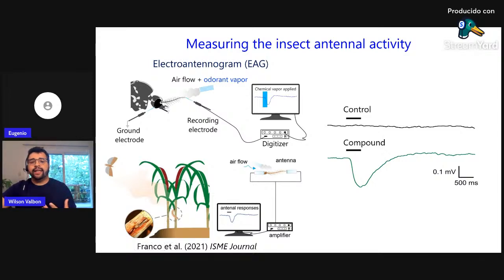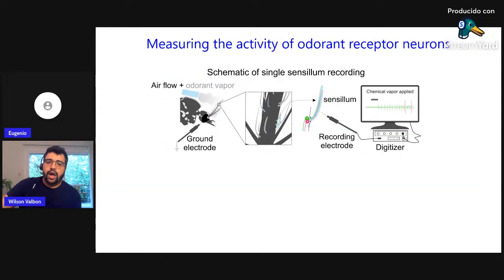She exposed the antenna of the female moth to the compounds that sugarcane produces. She got lucky because the insect is big, so she could remove the whole antenna and place it in the EAG to see the response of the antenna. The same technique, a very different insect. If you go deeper, we can also record the response of a single sensillum, a single neuron.